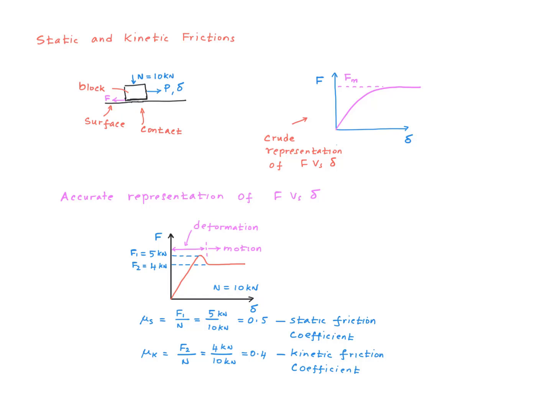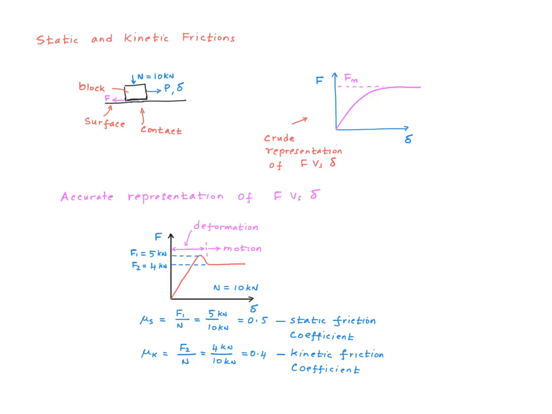It's moving. Now, if you continue to measure F while the block is in motion, you're going to find that F is going to drop a little bit. All right? It does remain constant after that, but this value right here, F2, is smaller than F1, the value at the peak right here. So what's the difference between the two values? Well, F1 is the value while the block is still static, stationary, right? And F2 is the value while the block is in motion.